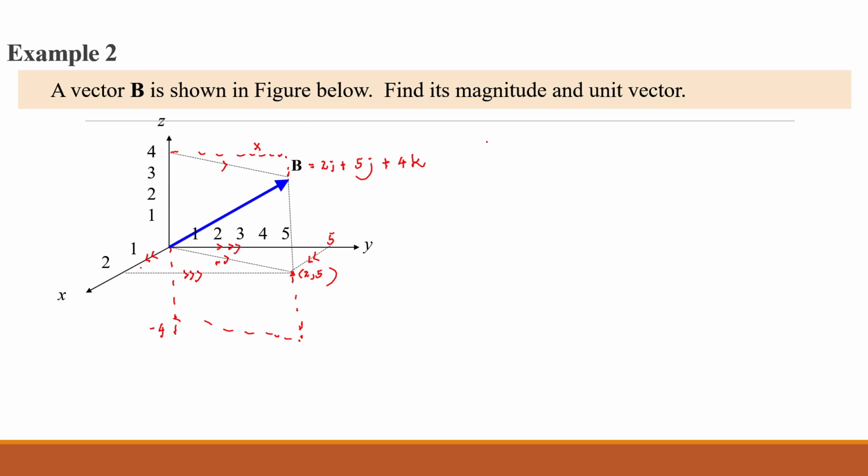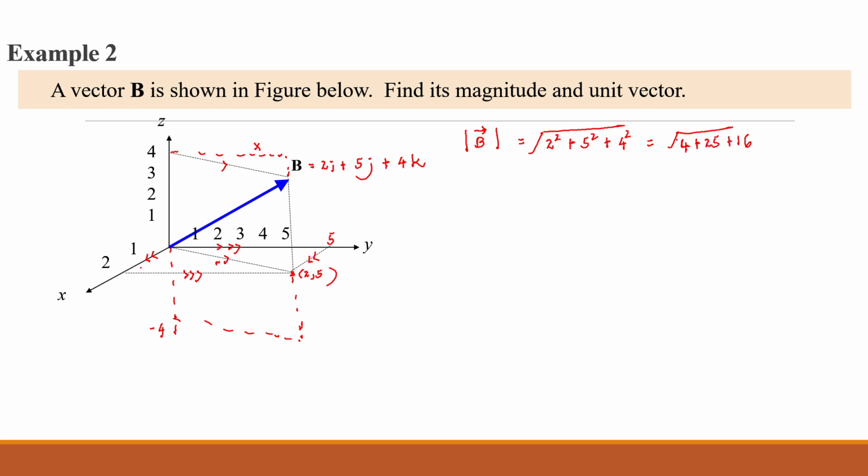So this is vector B, 2i plus 5j plus 4k. Find its magnitude. For the magnitude of vector B, you put this symbol. Magnitude of a vector is the square root; take each component and square it. So 2 squared. Component j, 5, you square it. Component k, you square it. Then you just solve it. So 2 squared is 4, 5 squared is 25, 4 squared is 16.